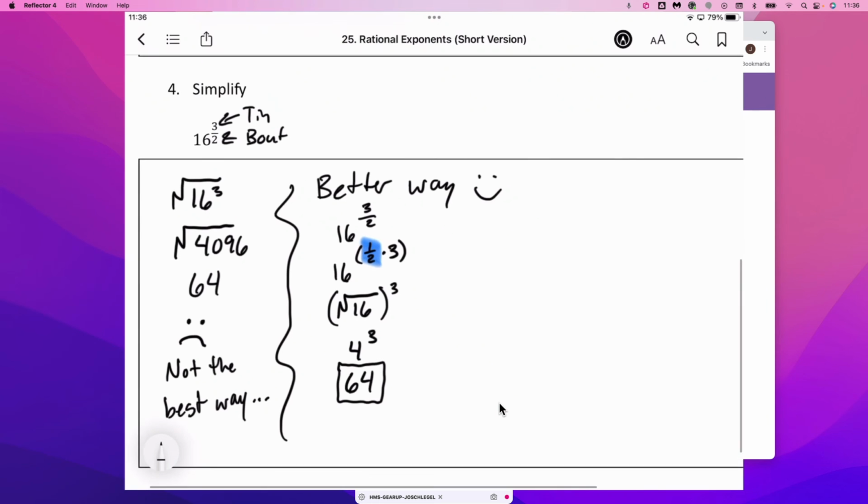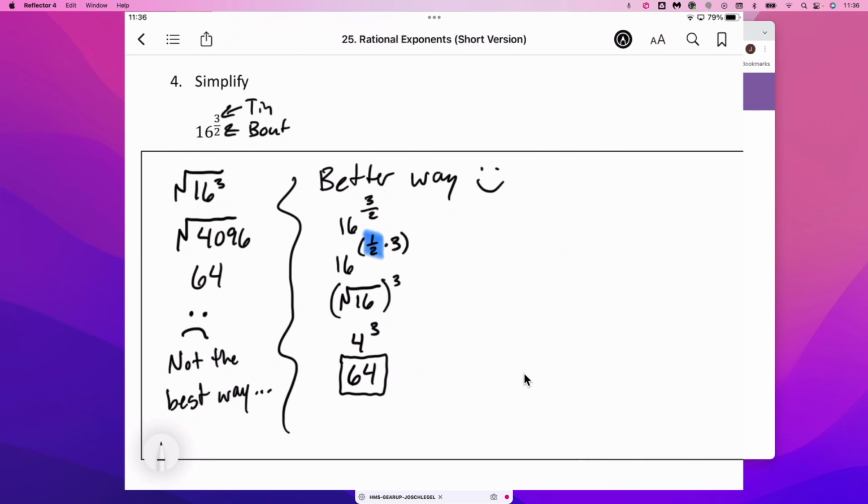Again, this is the better way, and it's going to be how we're going to be solving the problems from here forward in this lesson.